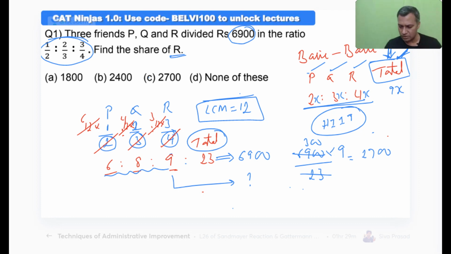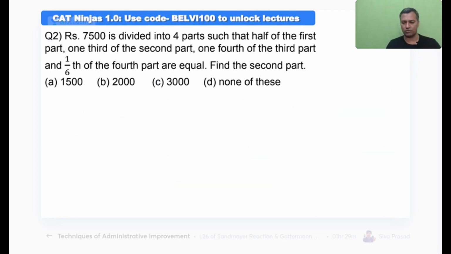All right. Now let's slowly get into the portion of today's lecture. The word equal. Just read this question. Very simple question. I will start highlighting the importance of the word equal here as we go along.